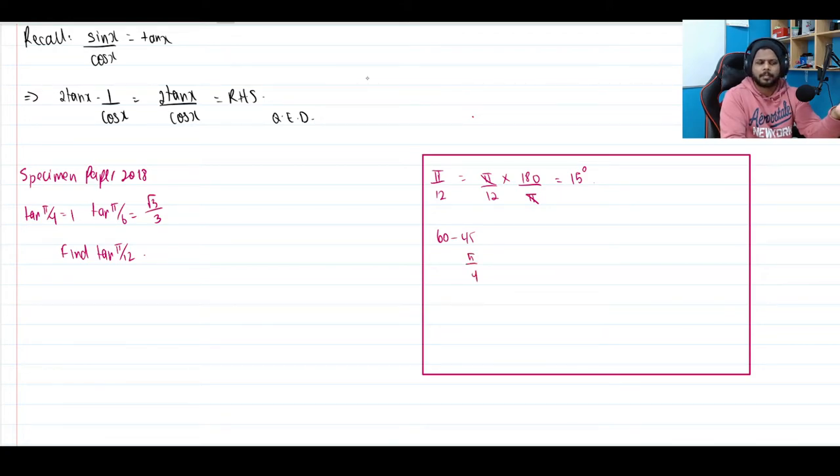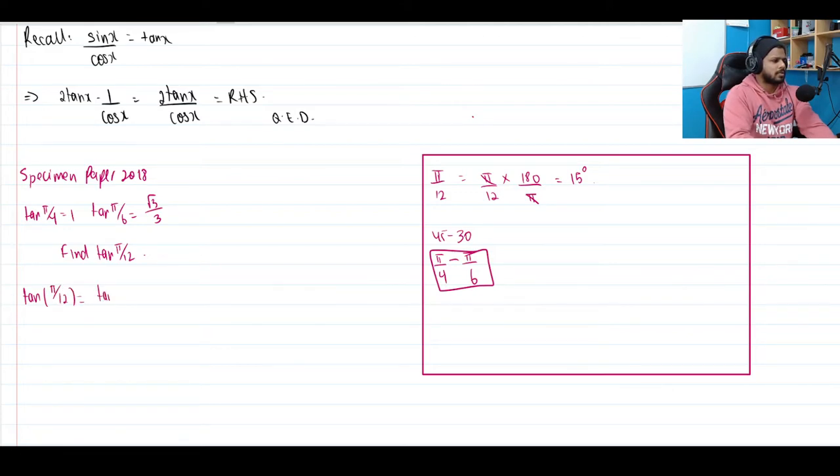And actually pi on 6 is 30 degrees. So it could be 45 minus 30 degrees. That's the next way to get the 15 degree angle. This is going to be my pi on 4 and this is going to be my pi on 6. So this here is the transition for my compound angle formula. So I say now, tan of pi on 12 is equal to tan of pi on 4 minus pi on 6.